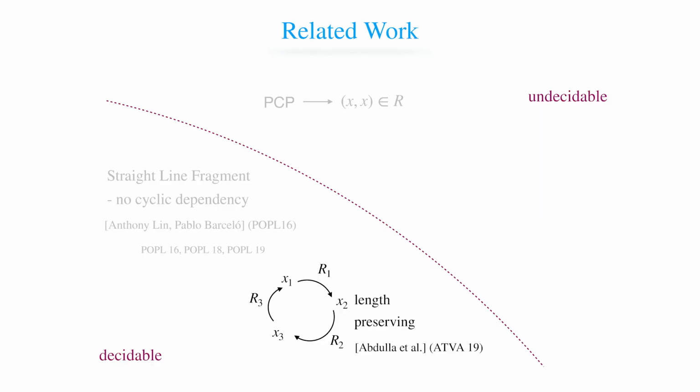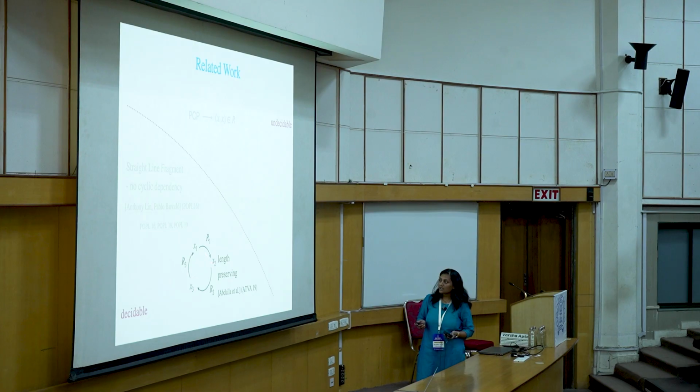Another well-known subclass is length preserving. Here cyclic dependence is allowed to some extent, that is, x1 depends on x2, x2 depends on x3, x3 depends on x1, like that. But the restriction is on the relations, that the relations are length preserving. The meaning is that whatever the length of x1's valuation, the same length should be preserved for x2's valuation, and so on. So relations are like one to one or letter to letter.